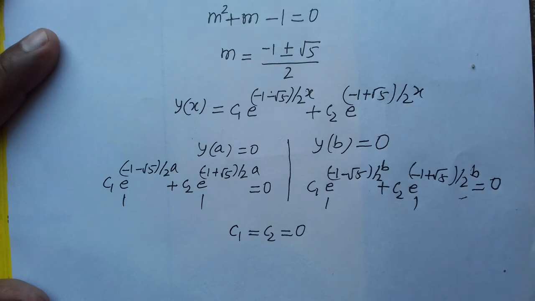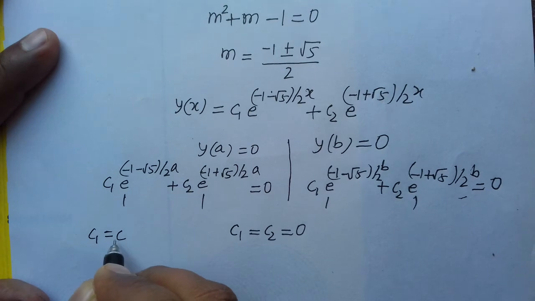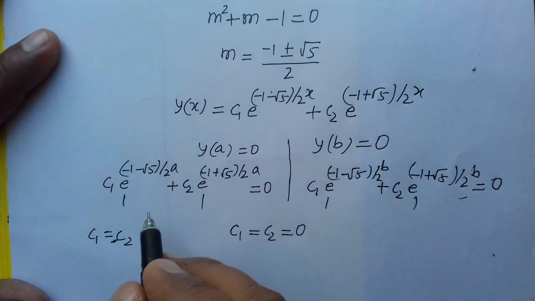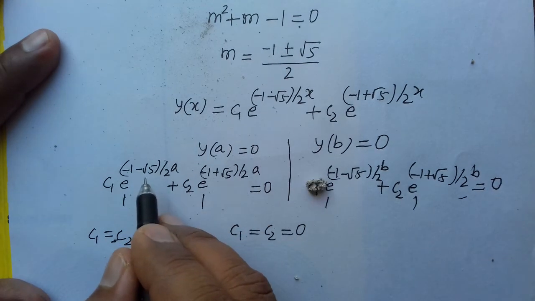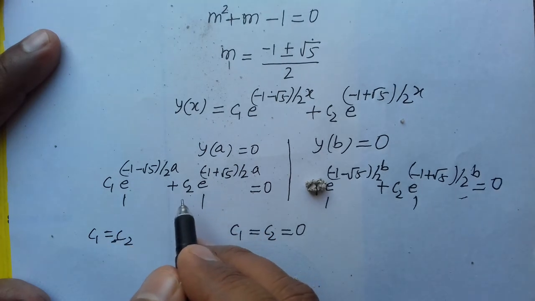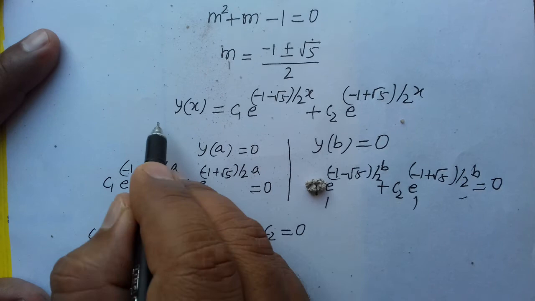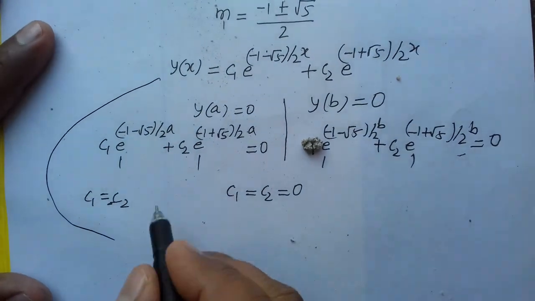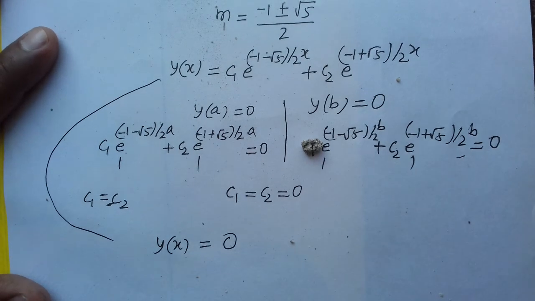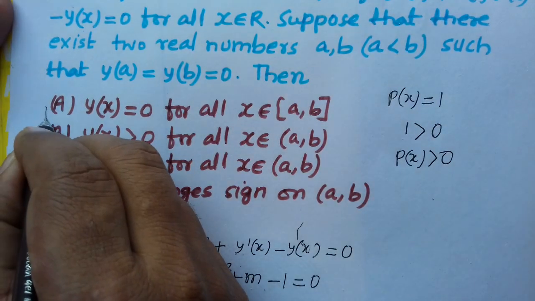If you take, suppose, c1 equals minus c2, then even then you are not able to get 0, because the powers are different. So c1 and c2 both must be 0, and if you put c1 and c2 both 0, then y(x) is going to be 0, and so our correct option, you see, is a.